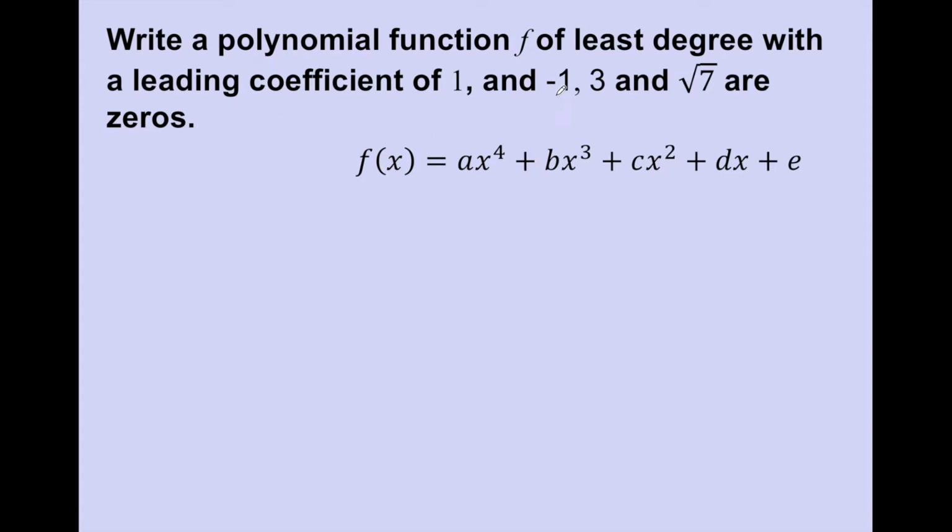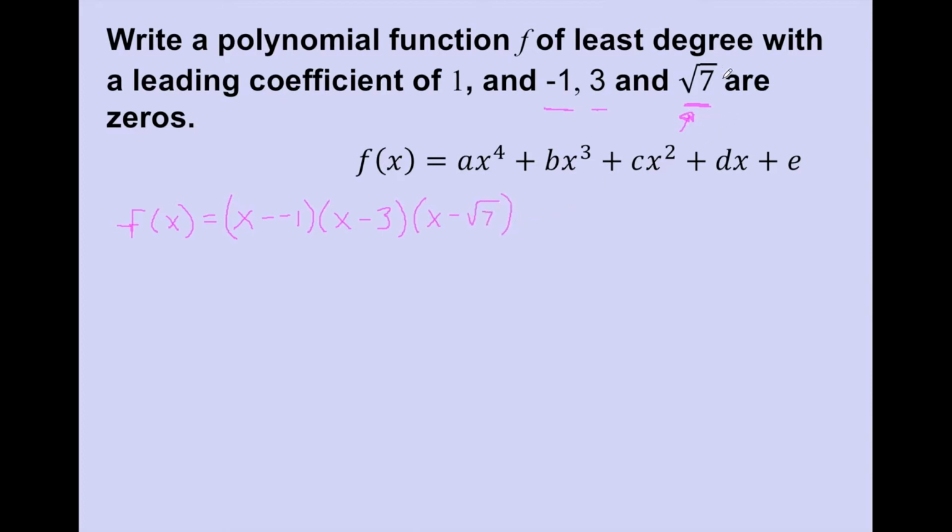We're going to write the polynomial function of least degree, with a leading coefficient of 1, with 3 roots that are given. Here's root 1, root 2, root 3. Remember, this one's special because it's a radical, okay? So, we said in the previous lesson that our roots come from the fact that if our root is -1, then we do x minus whatever the root is. And then x minus whatever the root is. And then x minus whatever the root is.